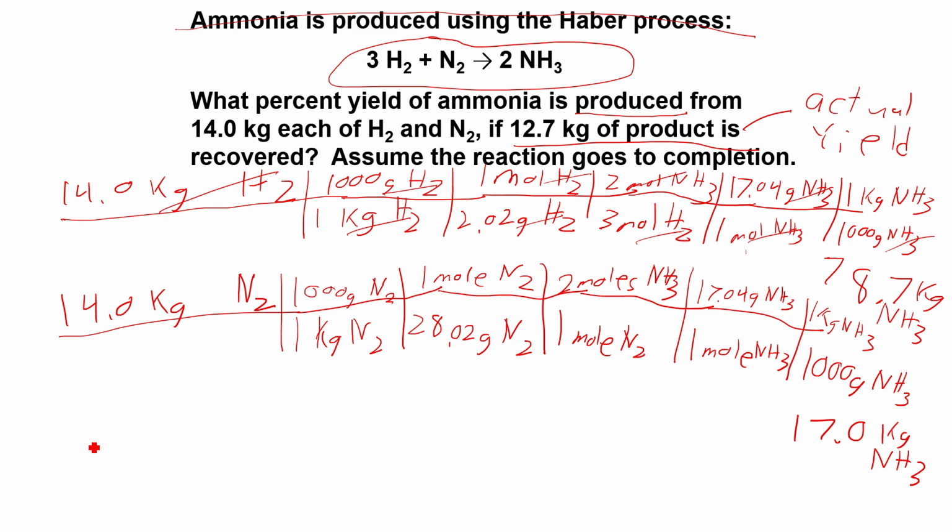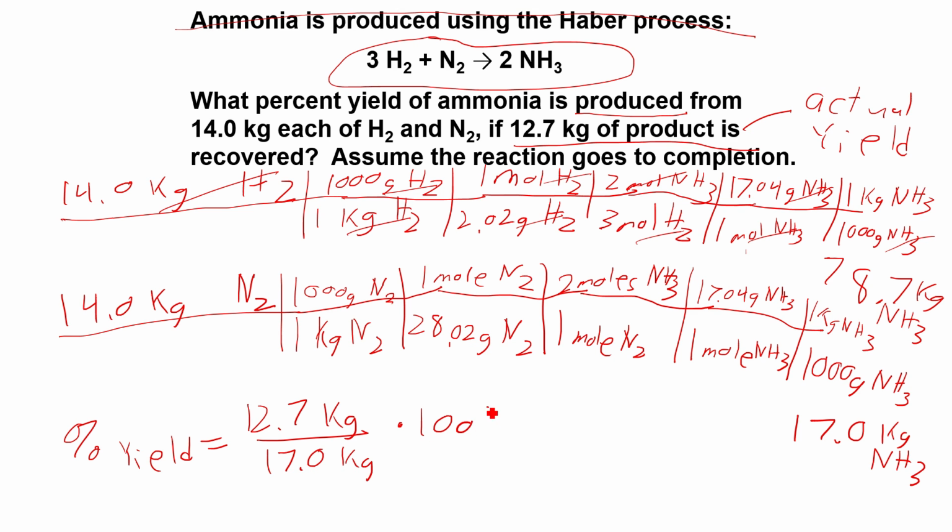The last part of the question was, what is the percent yield? So this is just going to be our actual over our theoretical yield. The problem told us our actual yield was 12.7 kilograms. And we found that we could make 17.0 kilograms. Multiply by 100%. And we're going to get that we had a yield of 74.7%. That is our percent yield. So don't forget that last step. Don't want to lose a couple extra points for that.